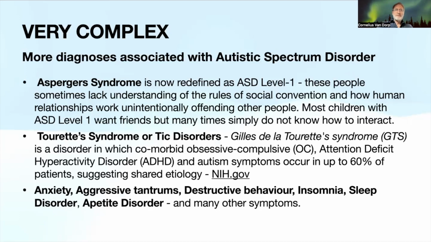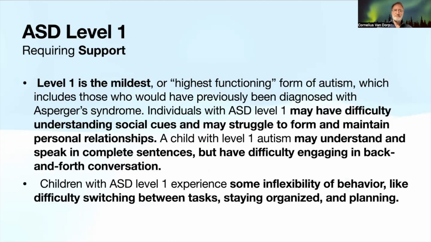Asperger's syndrome. Everybody knows the Asperger's guy that offends everybody without actually really realizing it because of his communication skills. But that's now redefined as ASD level 1. Then you have Tourette's syndrome, tic disorders, anxiety, aggressive tantrums, destructive behavior, insomnia, sleep disorder, appetite disorder, many of these things in these kids. So it's basically split into 3 levels.